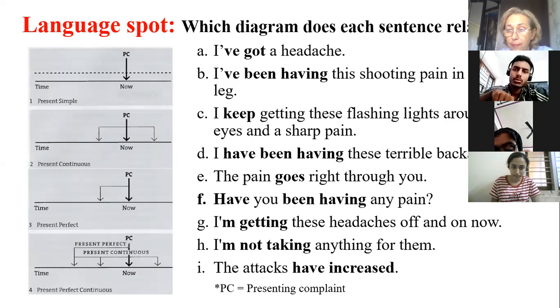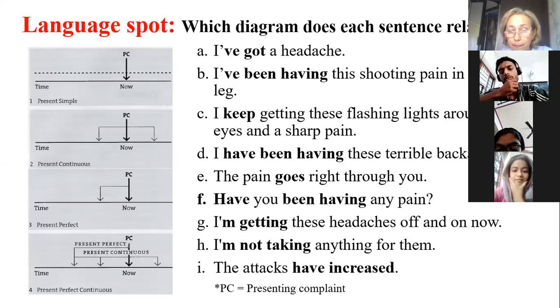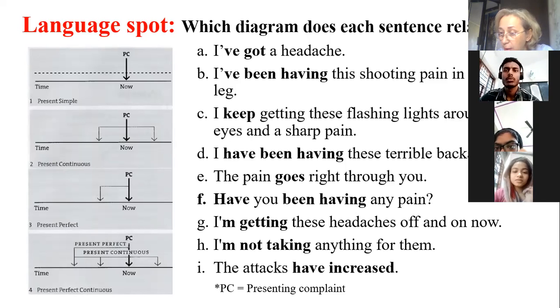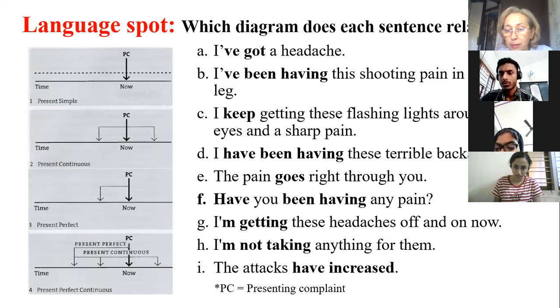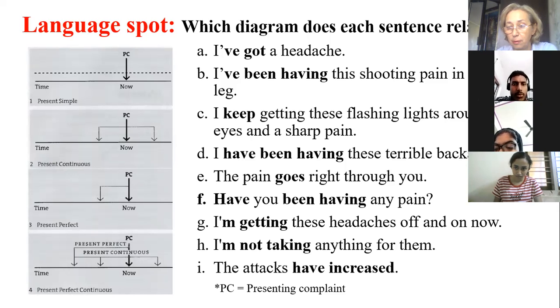Well, then let's listen to Asna. Okay, ma'am. Sentence H. I'm not taking anything further. So which tense? Present continuous. Present continuous. And so such a long name, Shamisha Sheril. Yes. Read it, please. The attacks have increased. So which tense is it? Present perfect. Present perfect, right.